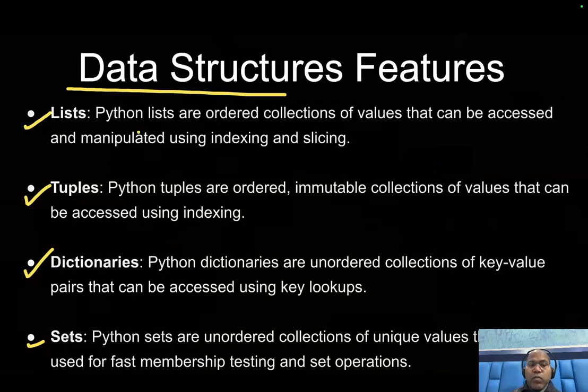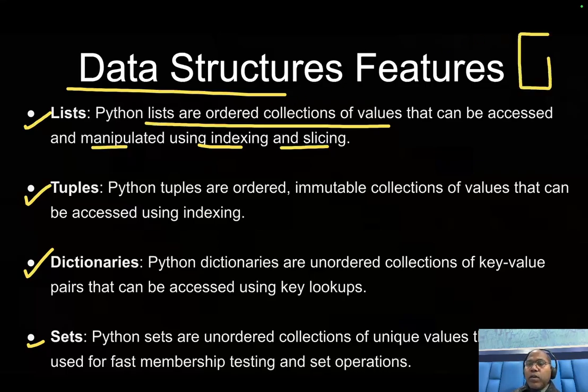You want a list? A list is just an ordered collection of values that can be processed, manipulated, indexed, and sliced. So indexing, slicing, manipulation, everything is available for your collection or list of values. This is an ordered collection of values.